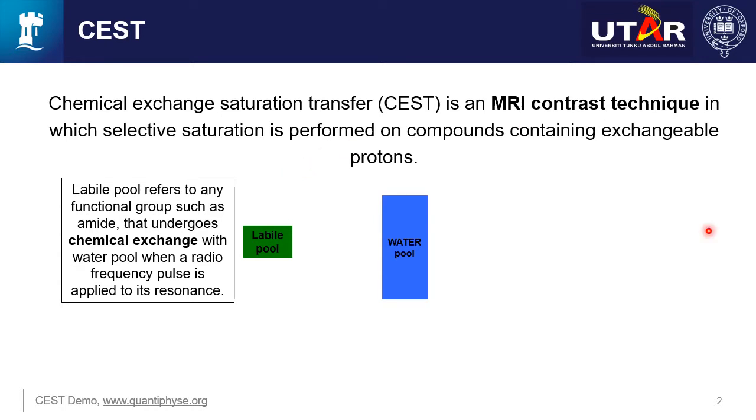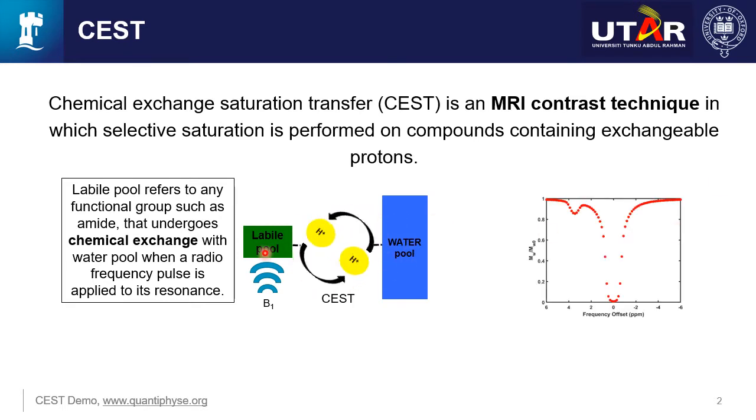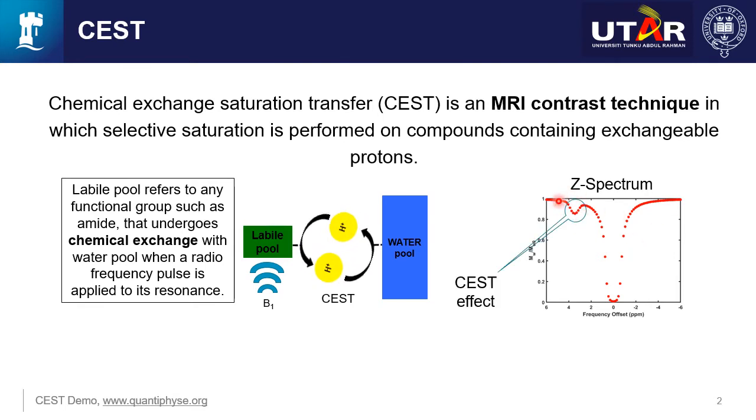So basically in the MRI scanner, we apply a radio frequency pulse at the resonance frequency of this labile pool, and this causes the protons within the labile pool to become saturated. And because of a chemical exchange process happening between labile and water pool here, this saturation is actually transferred over to water pool. And when we measure the signal coming from water pool, we get this spectrum, known as the Z spectrum. And basically this small dip here is what is due to this CEST effect happening between labile and water pool.